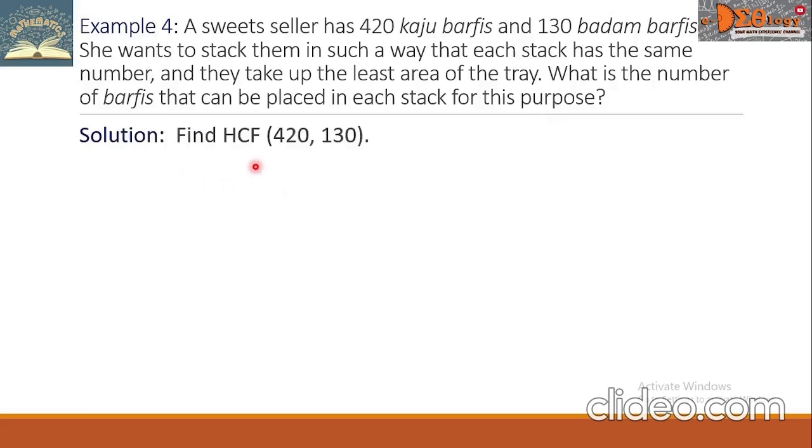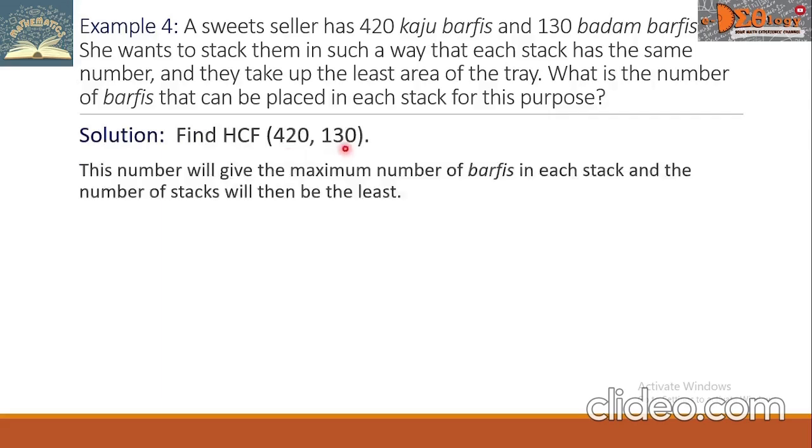We are going to find the HCF of 420 and 130. This number will give the maximum number of barfis in each stack, and the number of stacks will then be the least. The area of the tray that is used up will be the least.